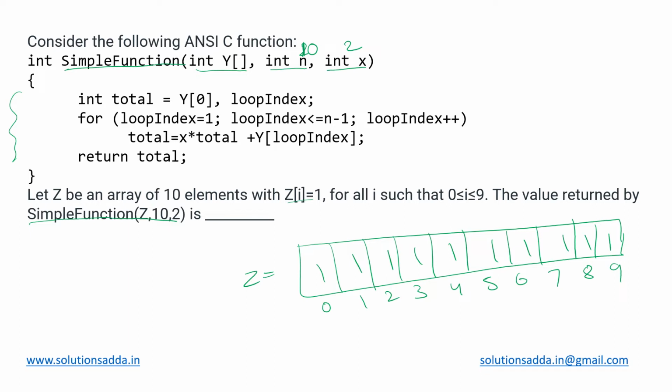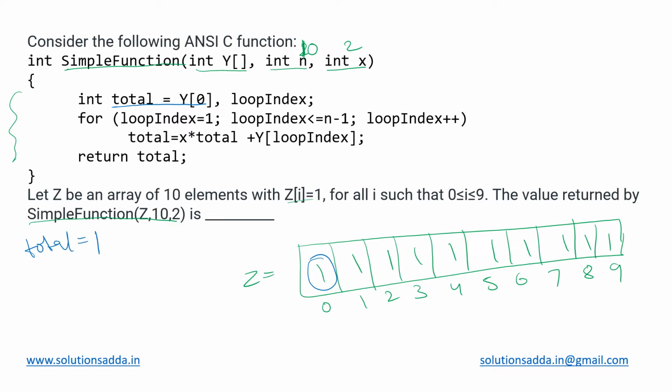N and x are defined as integer values 10 and 2. So let us see what this function does now. First of all, it is initializing a variable total as y of 0. What is y? y is the array which we had passed into that function. So y of 0 will correspond to this element 1. So initially we get total equal to 1.